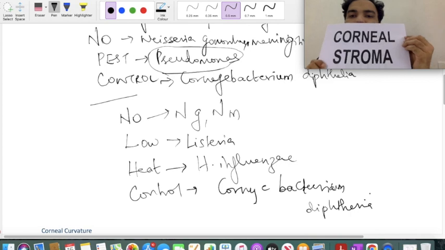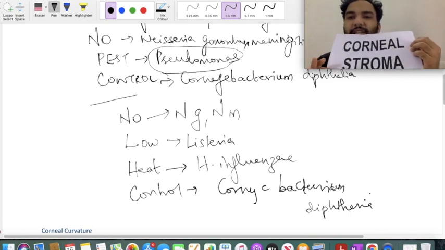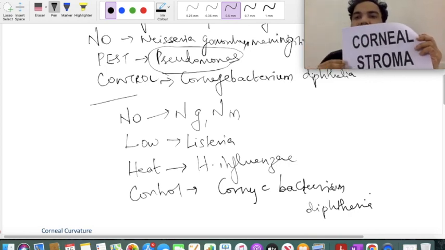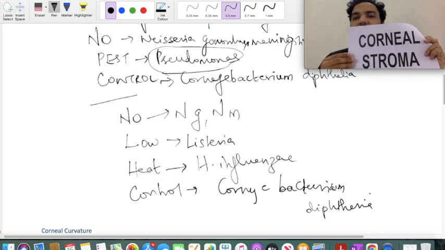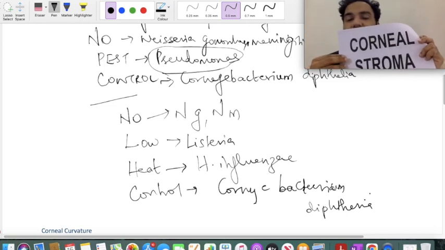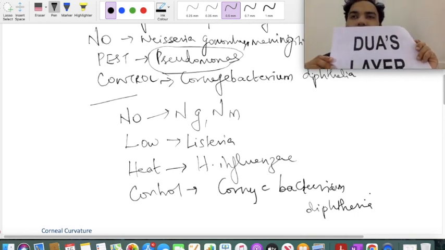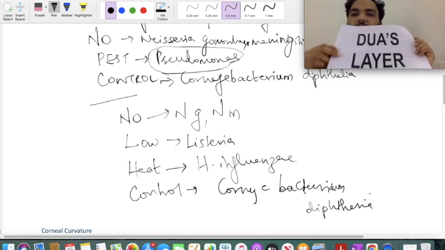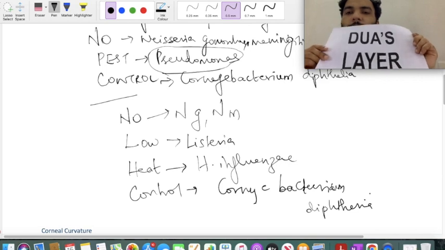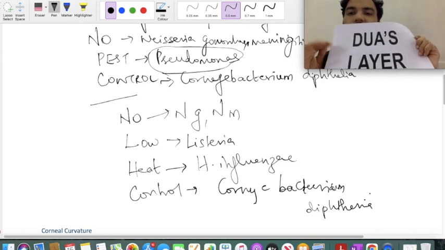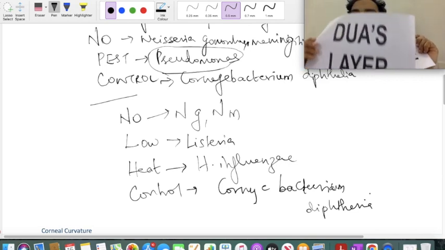Then comes the corneal stroma. Corneal stroma is the thickest layer and the collagen is uniformly arranged. That is why it gives transparency to the cornea. Next is the Dua's layer, found out by our own ophthalmologist Harminder Dua sir. So Dua's layer, nothing new about it. It's a new layer. That's all.